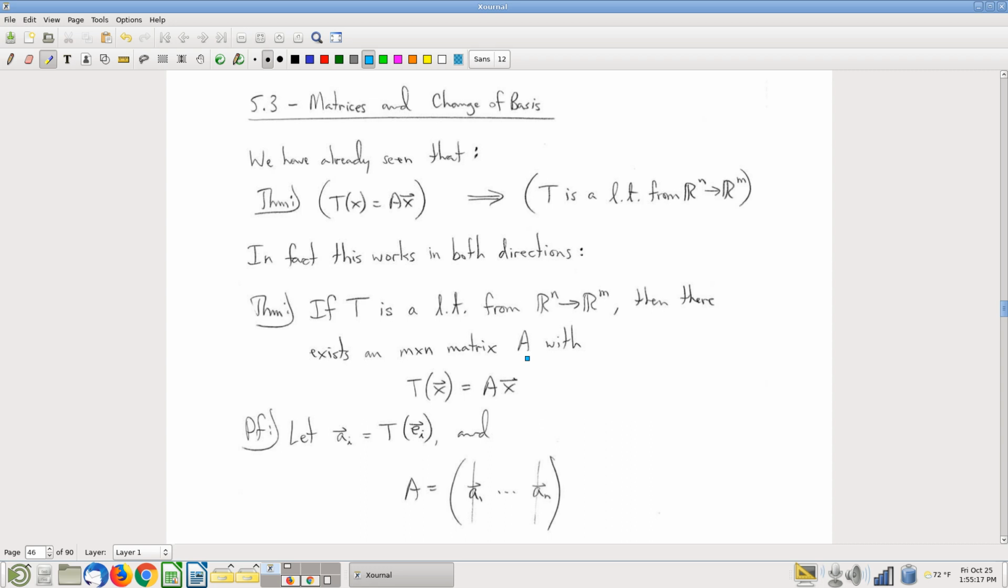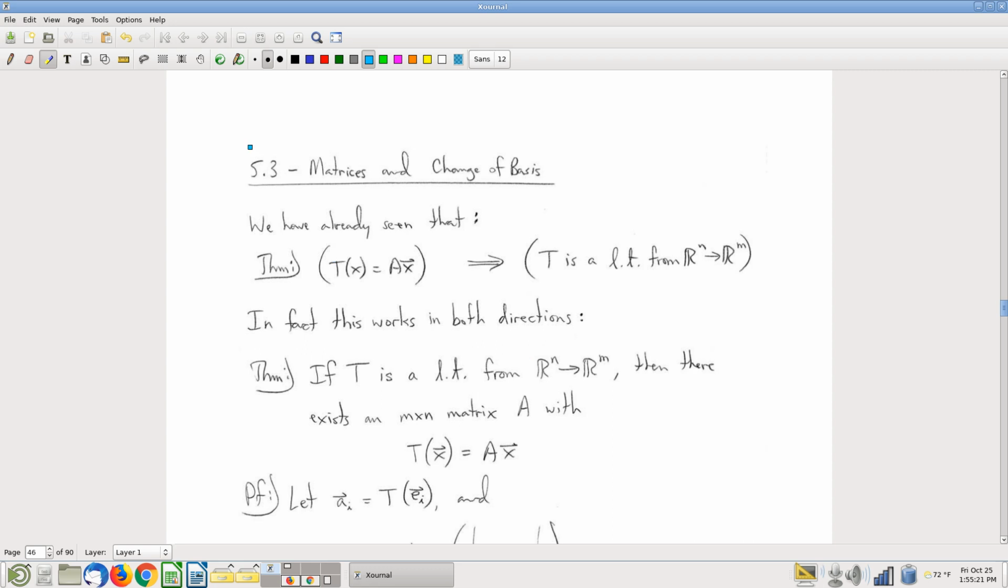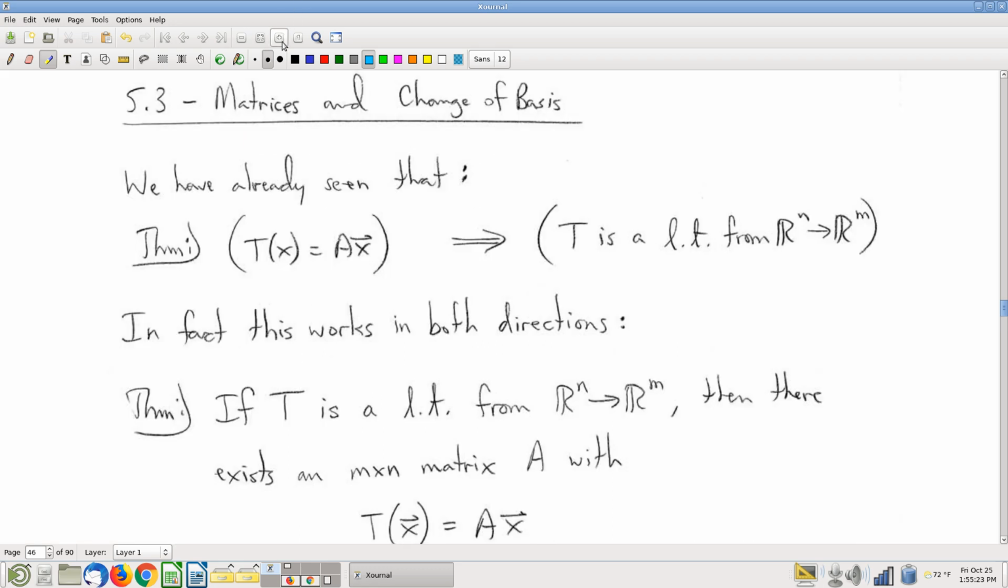We'll start with something we've already seen. If you make a function out of a matrix, we've already seen, and I left this as an exercise for y'all to do on your own, that's a linear transformation from Rn to Rm. You give me a matrix, that makes a linear transformation.